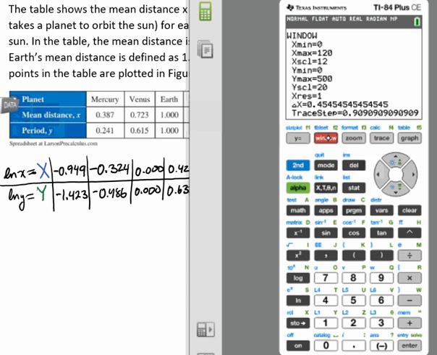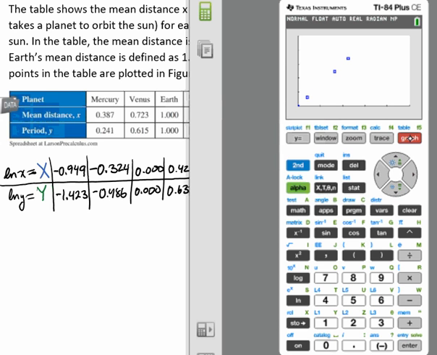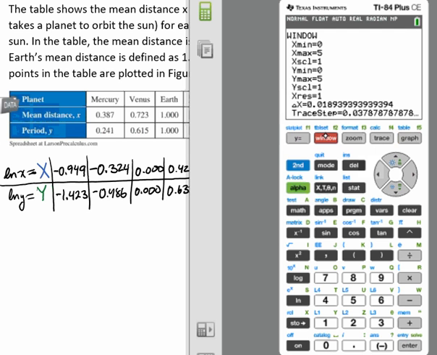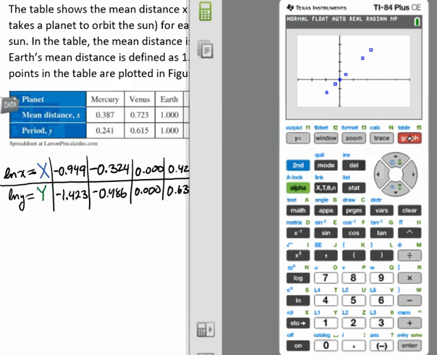So let's make our window from 0 to 5, we'll count by ones, and then from 0 to 5, and we'll count by ones. We'll graph that. And it looks like we're missing out on some values because we did have some negatives. So we probably need to go from negative 3 to 5 and negative 3 to 5. So let's graph that. That's better.